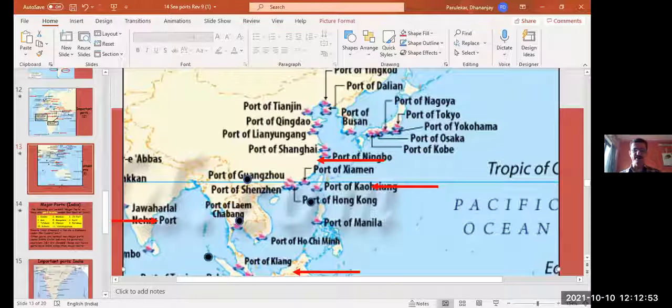Qingdao, or some people call it Chindao. Okay, Chindao, but the spelling is Q-I-N-G-D-A-O. Port of Qingdao. Mahesh, upar wala padho, sabse upar wala. Port of Tianjin. Aap samajh gaye, main kya keh raha hoon?